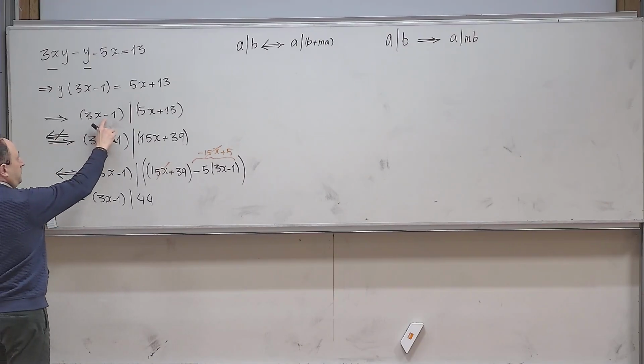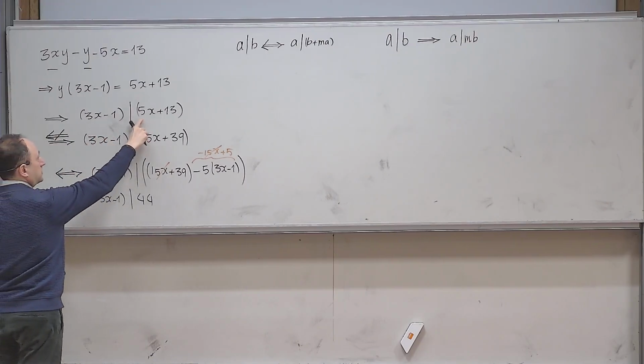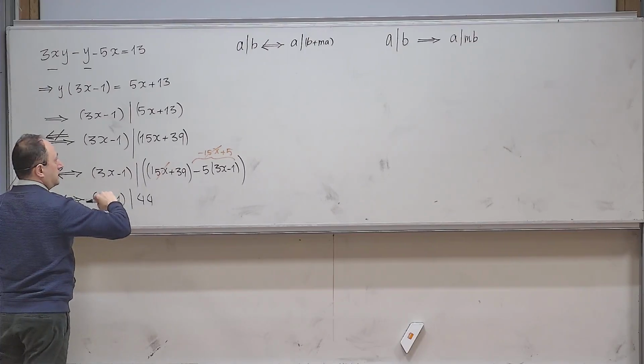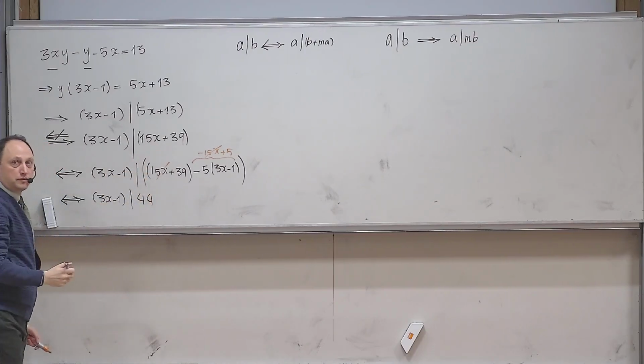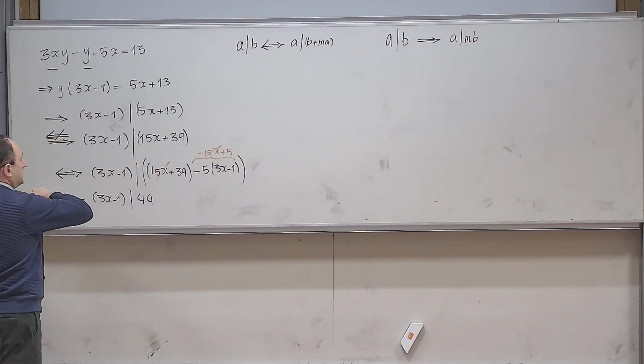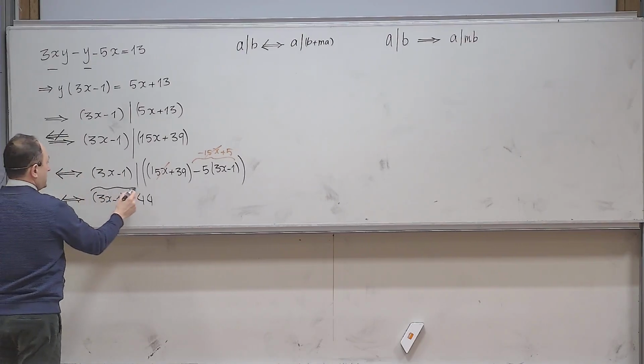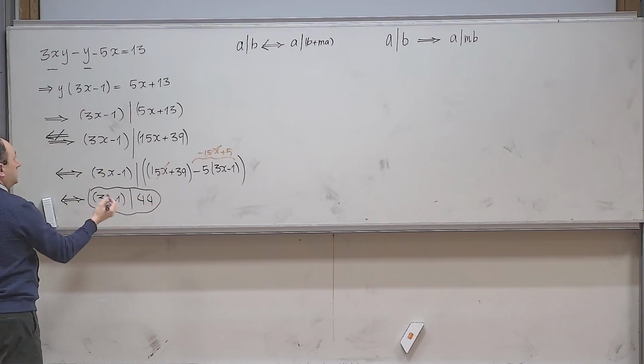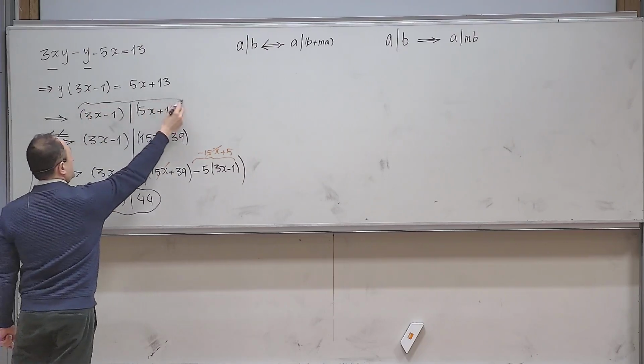Because when I came from here to here by multiplying the right-hand side by 3, there is no theorem that allows me to divide the right-hand side by 3. So this arrow is not reversible. Okay, so what does it mean? It means the last statement is not completely equivalent to the first statement.